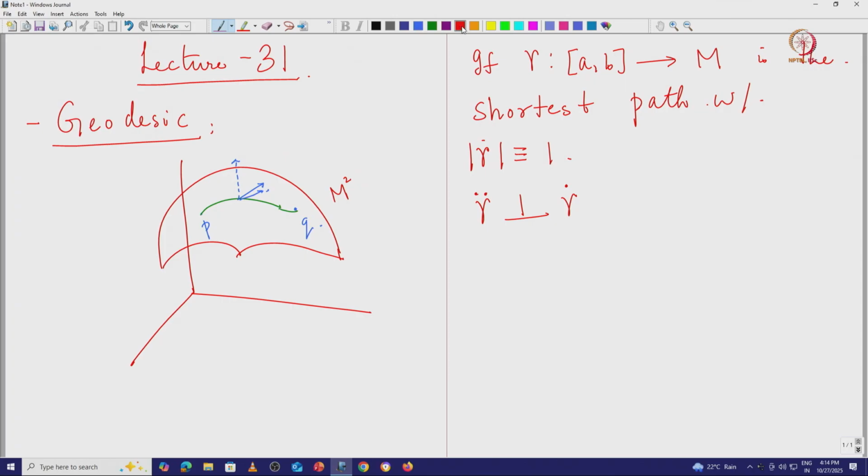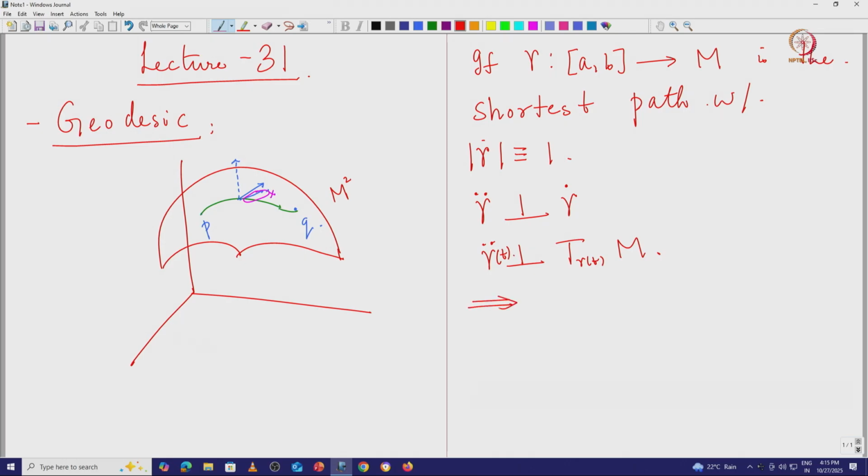But then with a little bit of thought, it is clear that if you want to really optimize your path, then it better not have anything in the tangential direction to the surface. The point is, if it does have something in the tangential direction, by correcting in that direction, you can actually make the path even shorter, right. So it is clear that for a shortest path, the acceleration vector ought to be perpendicular to the tangent space of M at gamma of t, right.